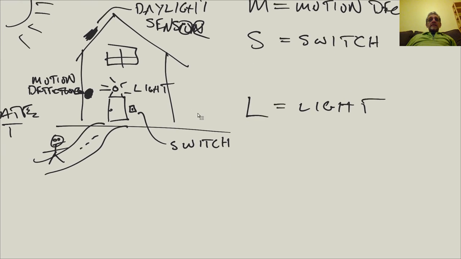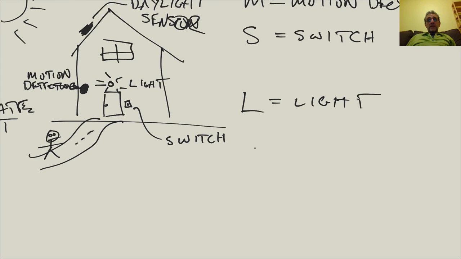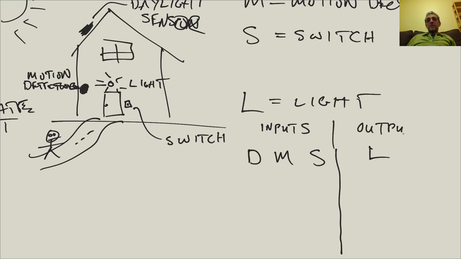So let's now make the truth table. I'm going to go D, M, S, and now I'm going to have L on this side. These are going to be the inputs, and this is going to be the output, whether or not the light goes on.